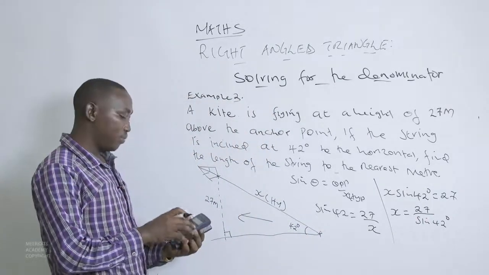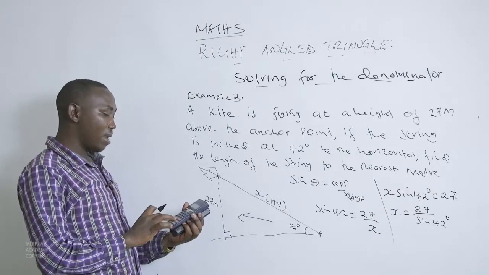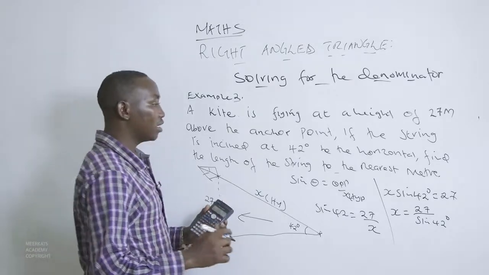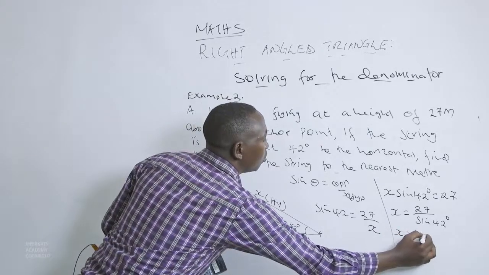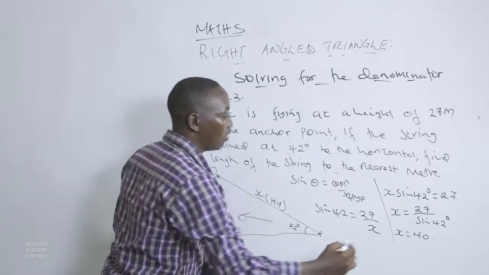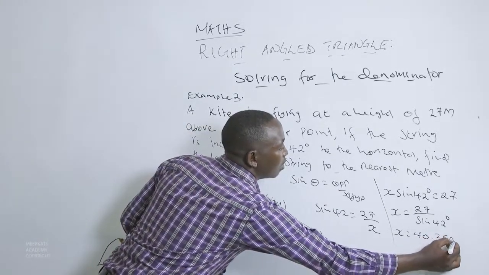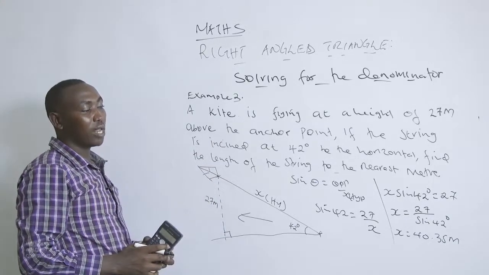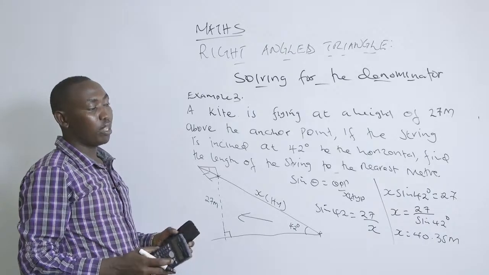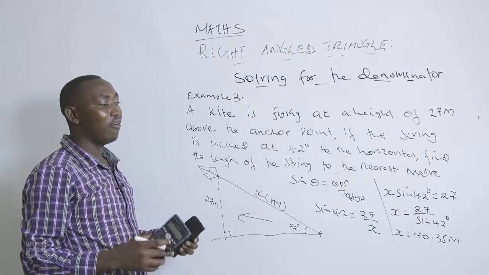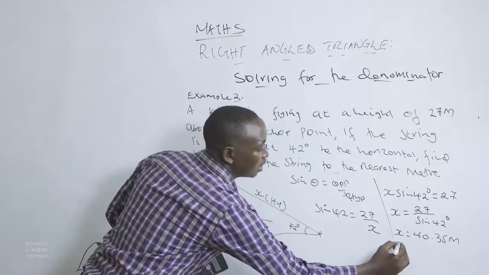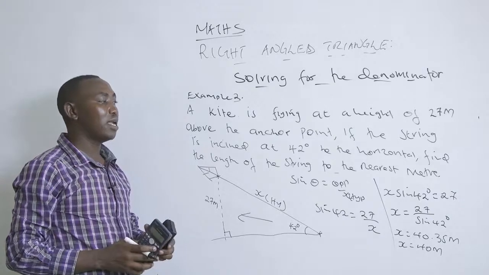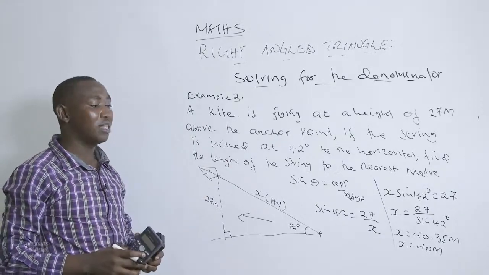From your calculator, 27 divided by sine of 42 will give us x to be 40.35 meters. But the question requires us to write our answer correct to the nearest meter. 0.35 has not reached a half of a meter, and therefore x shall remain to be 40 meters, correct to the nearest meter as required by the question.